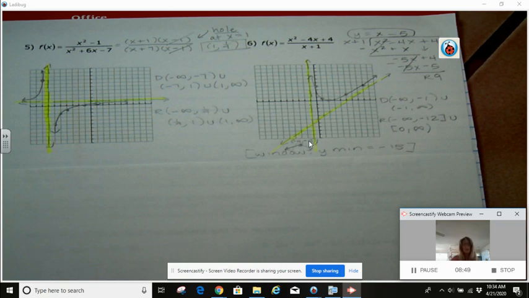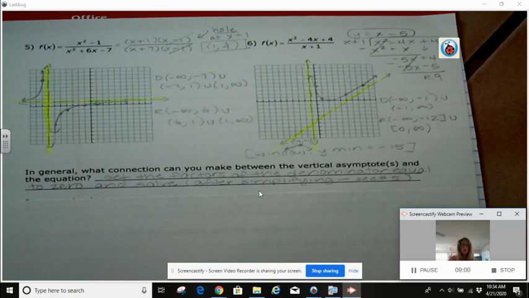So then there were a couple of questions about whether you can make a connection between how you're getting your vertical asymptotes and how you're getting your horizontal or slant asymptotes. Your vertical asymptotes are always going to be tied into your denominator. So if you set the factors of your denominator equal to 0 and solve, you'll get your vertical asymptotes. As you saw in number 5, if you can simplify, then that factor is not going to give you a vertical asymptote. It's going to give you a hole.